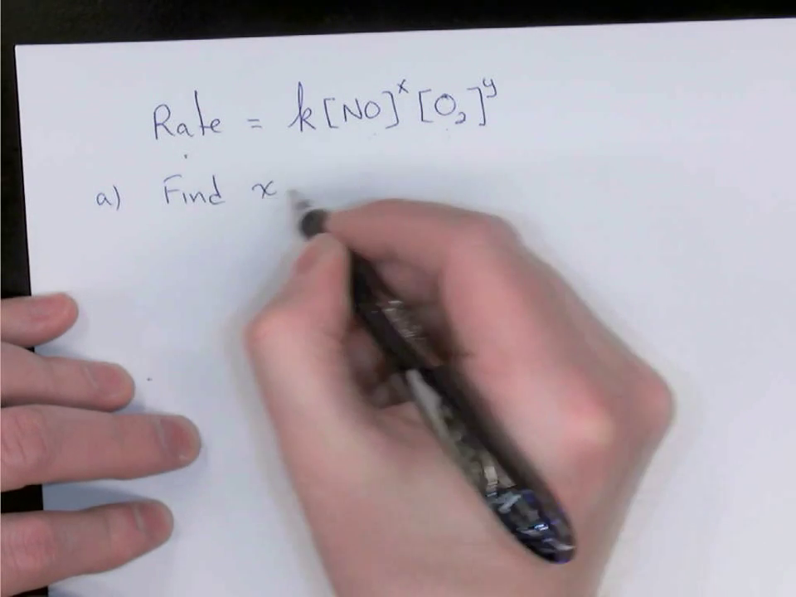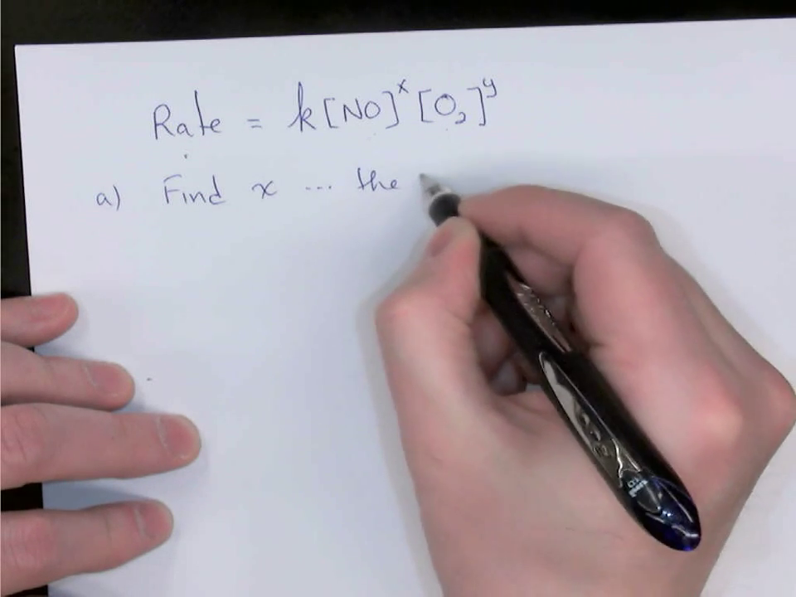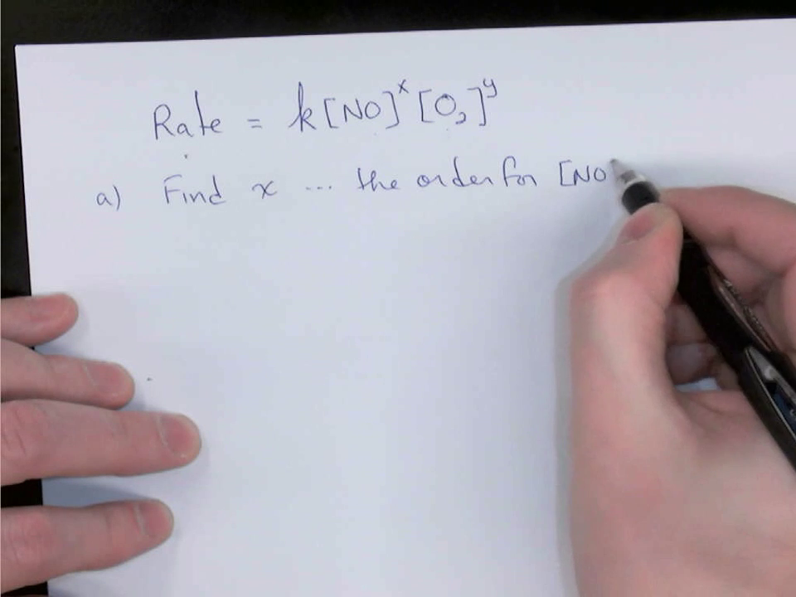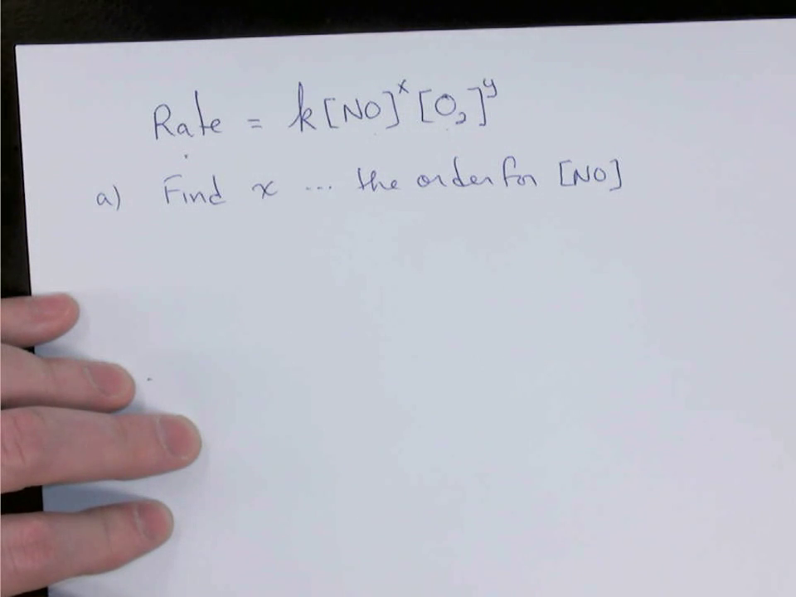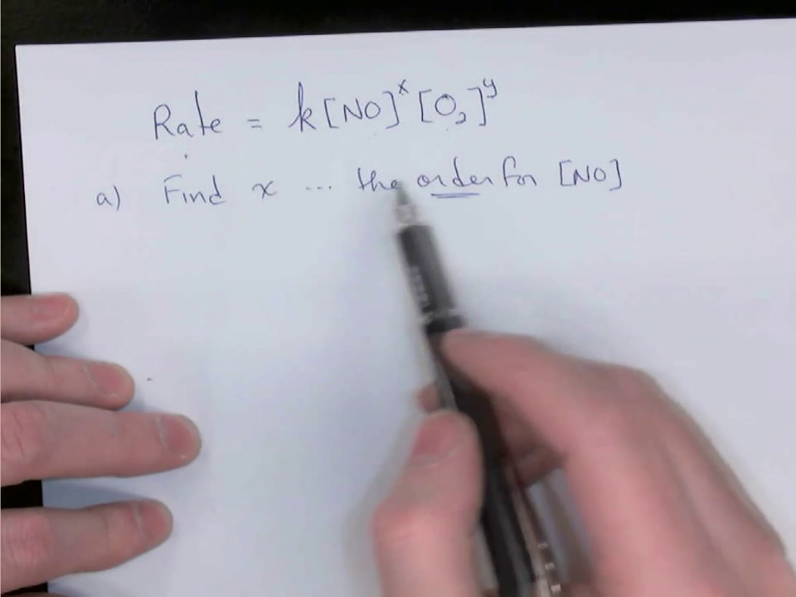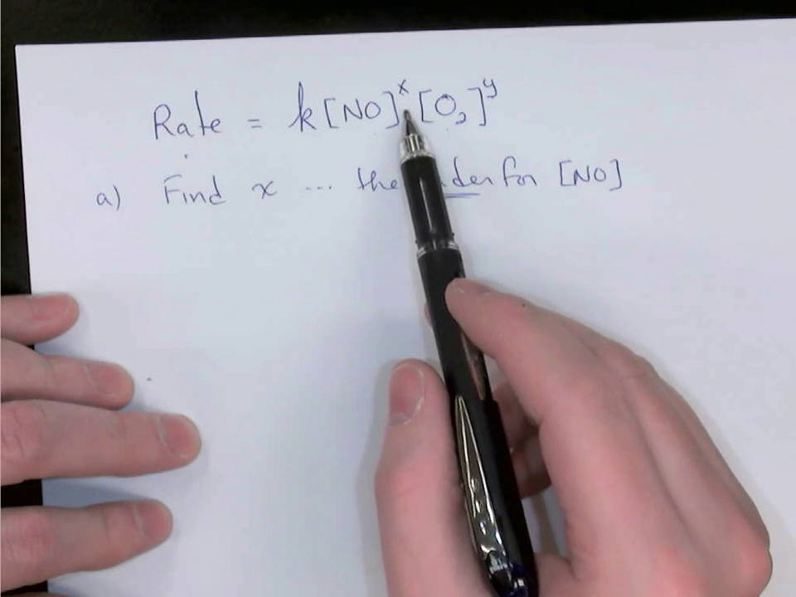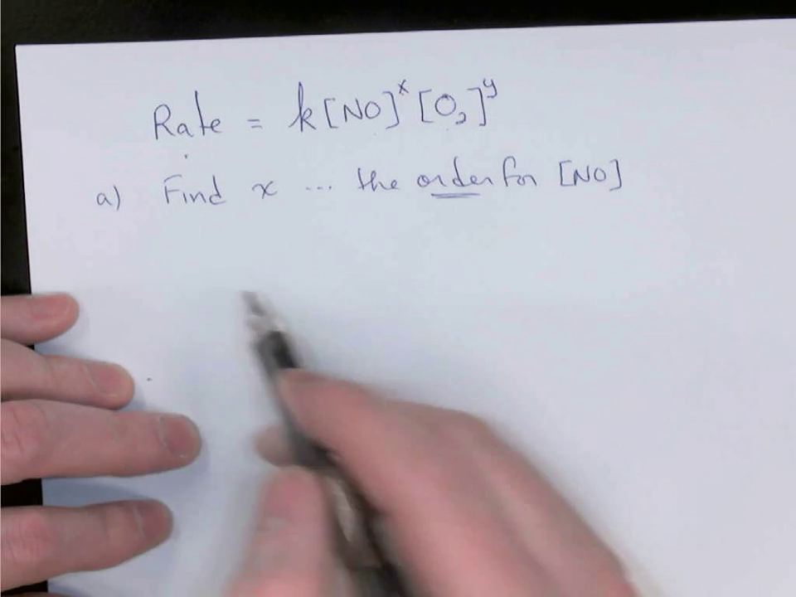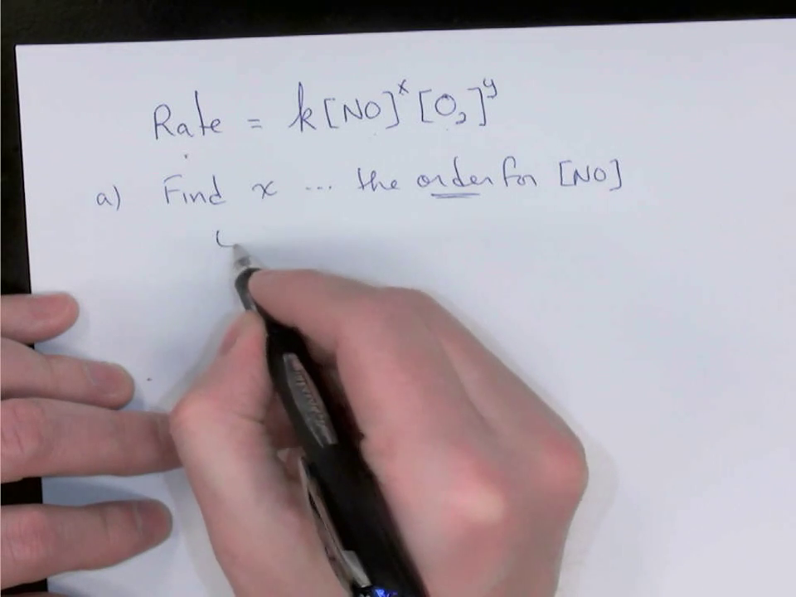x. X is the order for NO. Now, if you're in a math class, you'd probably say that x is an exponent. The term we're using here in kinetics for the exponent in the rate law is to call it the order. So we have the order for NO, we have the order for O2. So x is the order for NO. Now, how are we going to do that?